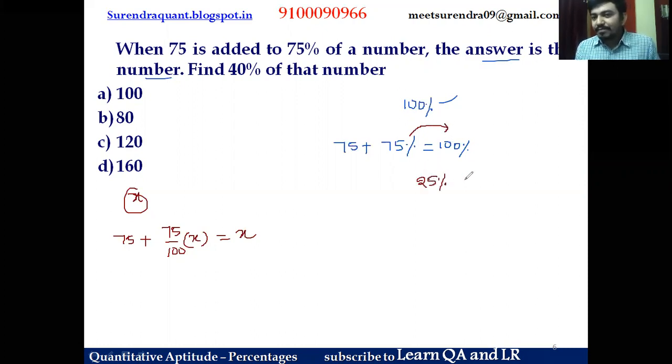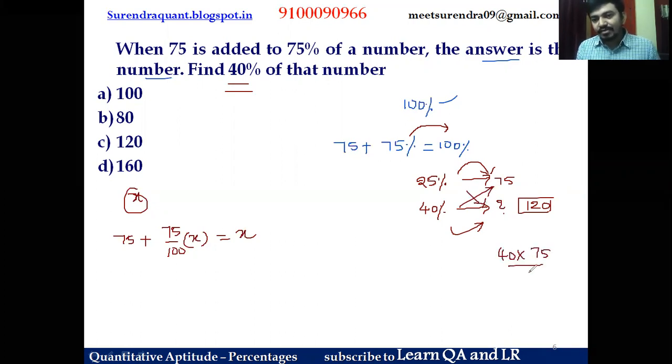So if 25% value is 75, then our resultant is to find 40% of that number. So what is 40%? Friends, a careful observation will give you instantly. This is 3 times, right? So this should be 3 times. So what is 40 times 3? 120 is the number. Or if you'd like to do the cross multiplication, you need to do this process, right? That is 40 into 75 by 25. Even this expression will give the same answer, right?